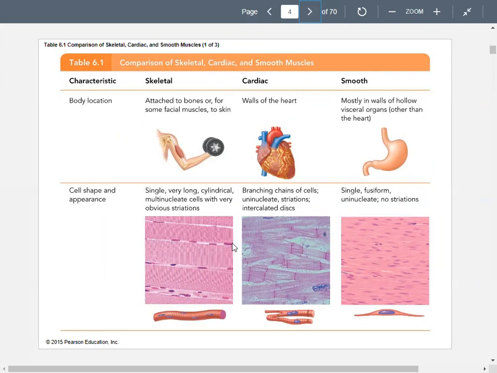All right. Skeletal muscles, these long rows here, have these lines of striations. Cardiac has striations, but it's branched. It's not straight lines across. Smooth muscle has no striations, and the cells are narrow. We call them spindle shaped. They're pointy on the ends.